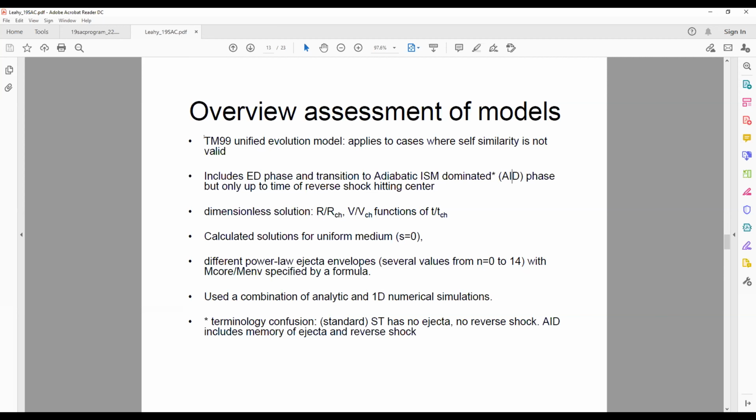Okay, so this transition time, the point is that this is most of the lifetime of the supernova remnant. It's really important. Okay, so back to Truelove and McKee. In the unified evolution model, before cooling applies, you can put everything in dimensionless form. But it's more complicated because you have to parameterize the ejecta distribution and the CSM distribution. It also assumes spherical symmetry.